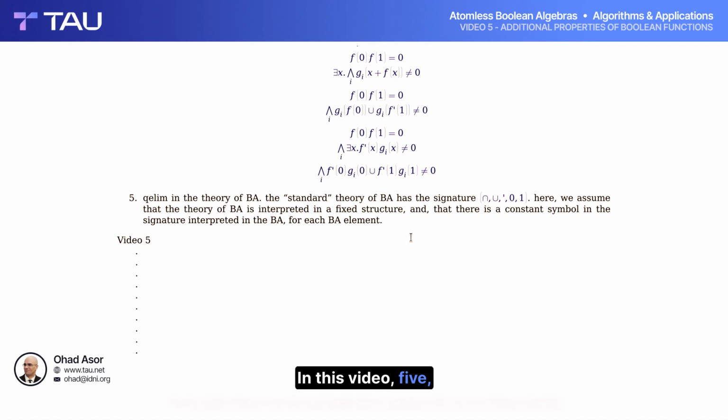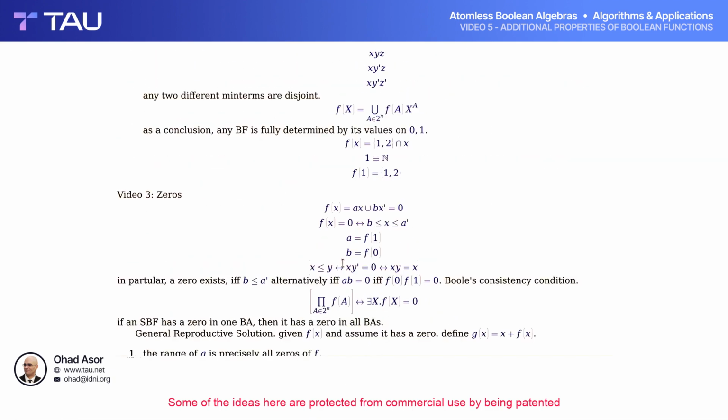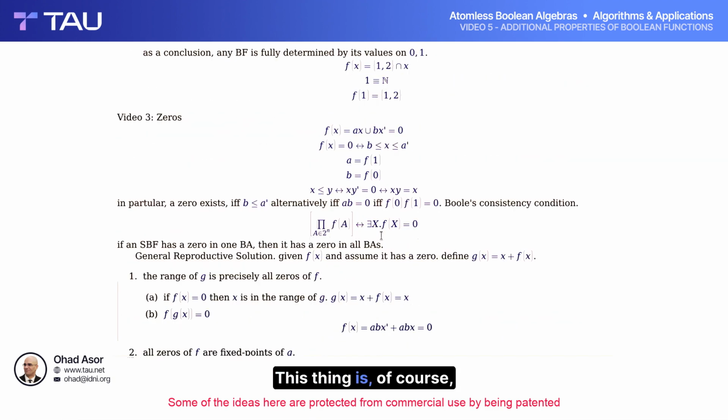In this video 5, I will show some additional properties of Boolean functions. First, let me correct minor typos that I had above. This thing is, of course, to equal 0. Yes, the way it's written, it doesn't even make sense.